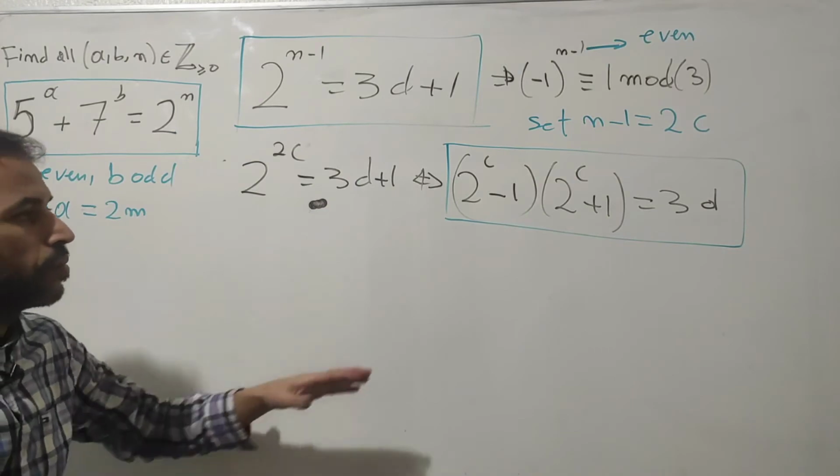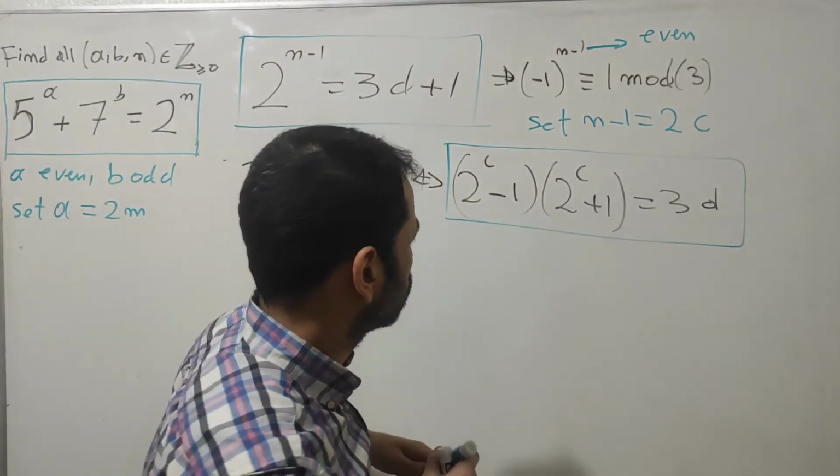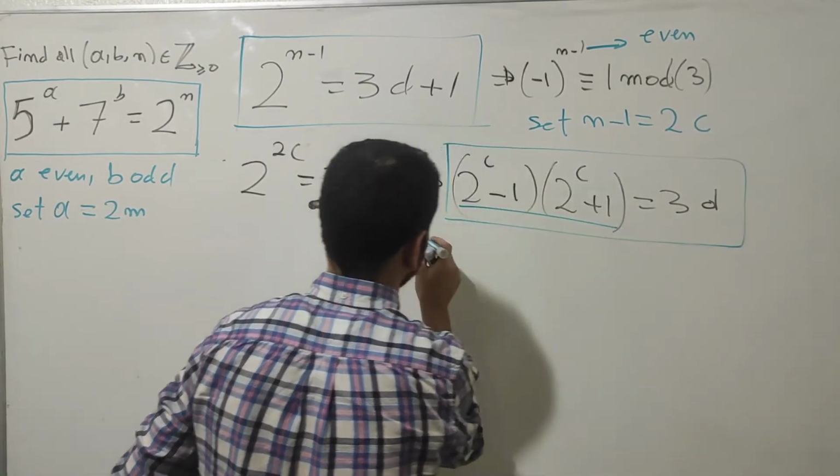So what to do here? Now we are going to deal with the GCD. We know the GCD of these two terms. We know the GCD of this one.